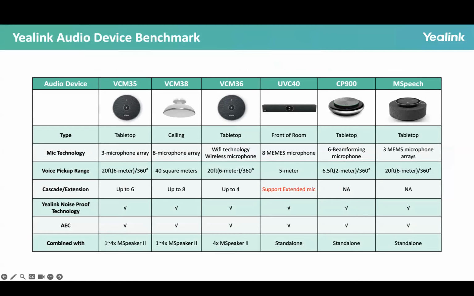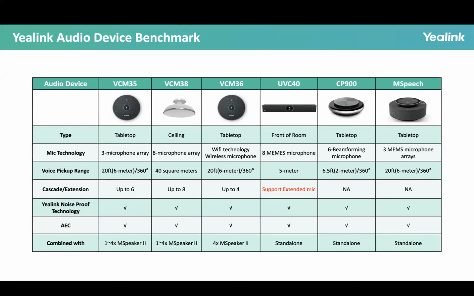Just recently launched are the VCM35 and VCM36 microphones. I think we were selling heavily the VCM34 and CPW90 microphones in the market, and these new microphones help replace those. On the most left-hand side is the VCM35, a wired table microphone which allows you to cascade, with a 6-meter pickup range. Then the ceiling microphone gives you 40 square meter pickup, and it comes with an extendable boom rod.